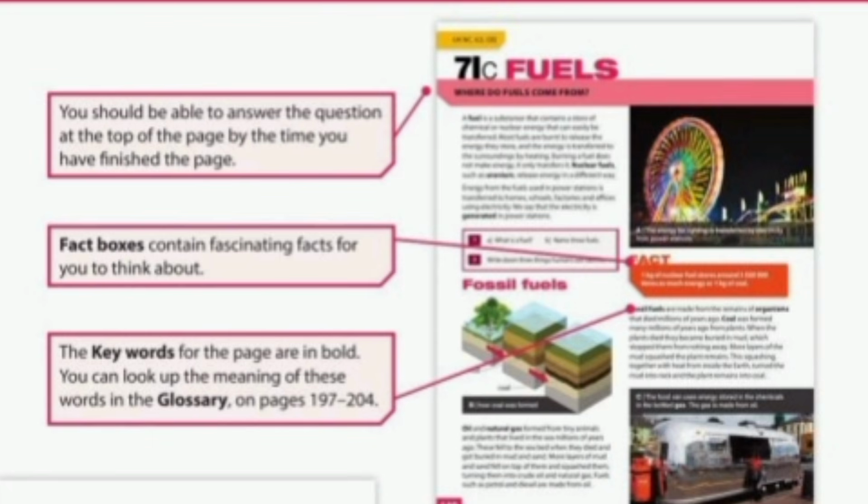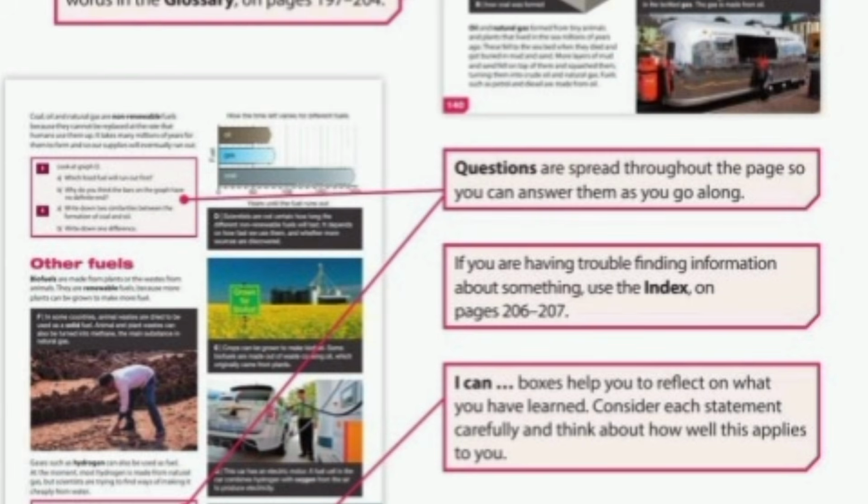You will also see fact boxes. These contain interesting facts related to the topic and give you something extra to think about. The key words on each page are written in bold. If you come across a word you don't understand, you can find its meaning in the glossary at the end of the book. You will notice that questions are placed throughout the pages.